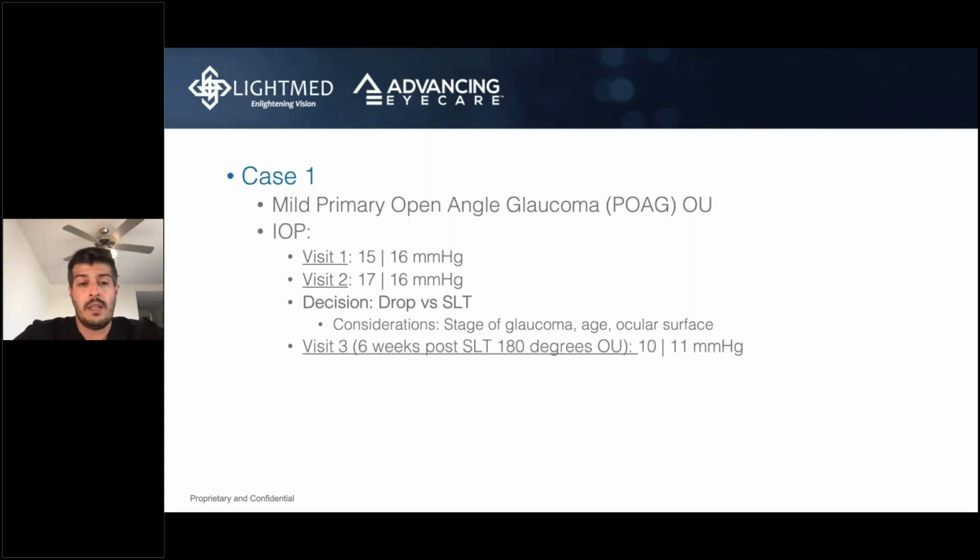So because of that, and after explaining what SLT is, we ended up doing SLT, 180 degrees in both eyes, and we got an excellent pressure response, 10 and 11 from mid-teens. And we're just following her and hope she will never need any eye drop.